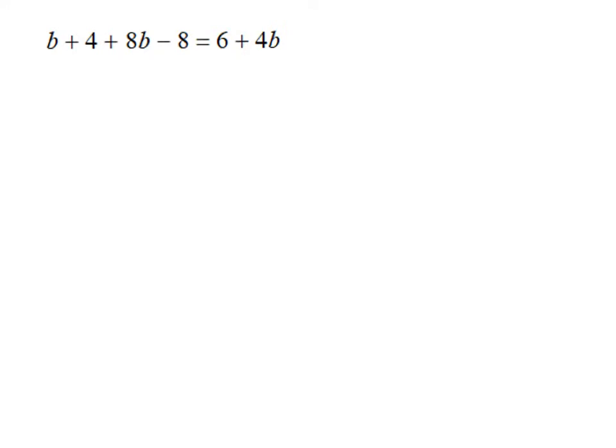So if we look at the left-hand side, we have b and 8b are like terms, and 4 and -8 are like terms. So if we were to combine our like terms, b plus 8b will give us 9b, and 4 minus 8 will give us -4. On the right-hand side of the equation, we already have 6 and 4b simplified. So it'll stay as 6 plus 4b.